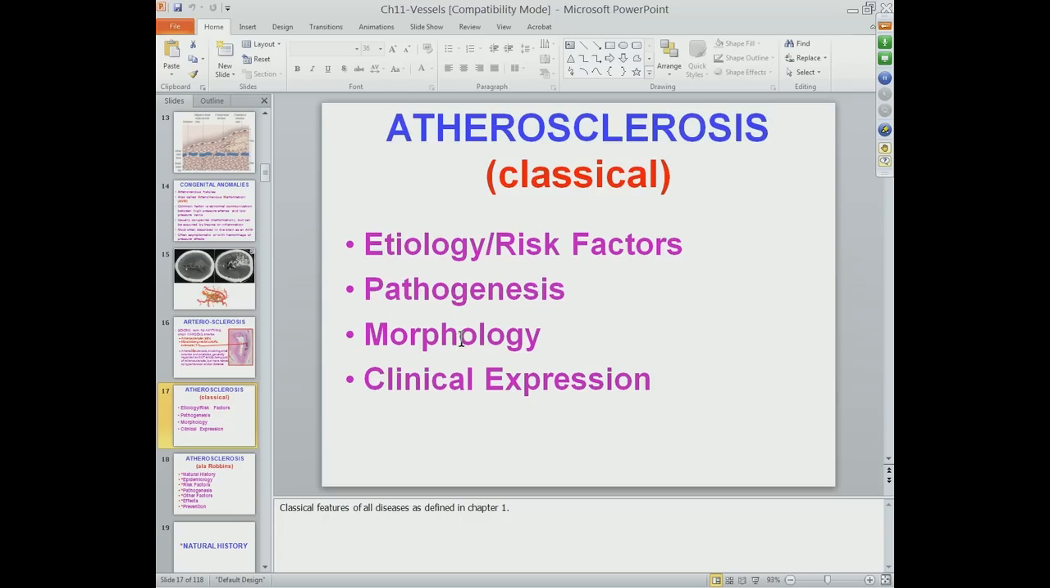We have the morphology, we have the plaques, we have the yellow streaks, we have the aneurysms, we have all the things you could see with your eye and with the microscope and with angiograms and MRI. And of course, we have the clinical expression of disease. And what's the clinical expression of atherosclerosis? Well, the clinical expression of atherosclerosis is disease in any tissue of the body which arteries feed. So that really opens up the door to a lot of things, doesn't it?